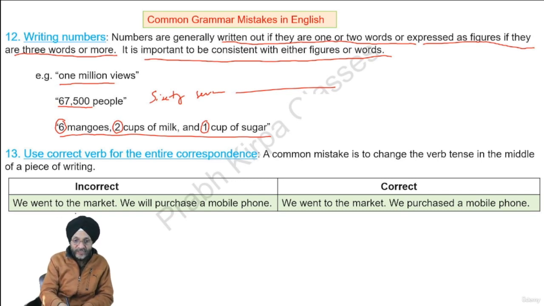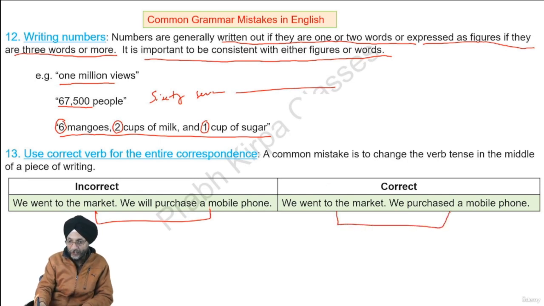Next, use the correct verb tense for the entire correspondence. Sometimes we make mistakes while we write a sentence. For example, we went to the market, we will purchase a mobile phone. We are talking about the past. So the correct will be we went to the market, we purchased a mobile phone, or we went to the market and purchased a mobile phone. So we have to make use of the verb as it has been used in the first tense, the past tense.